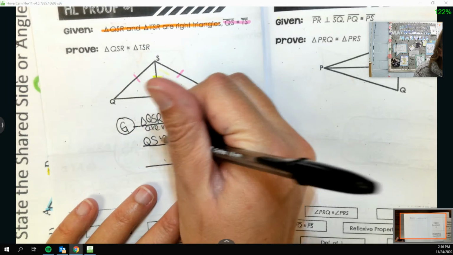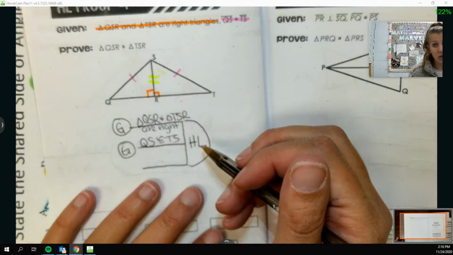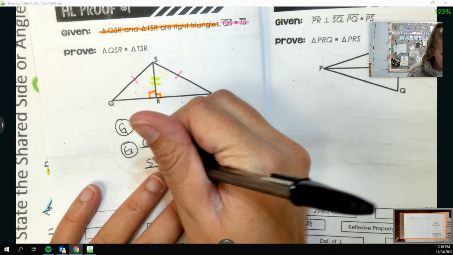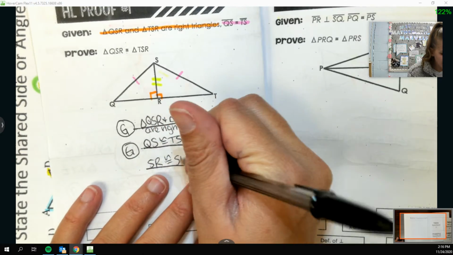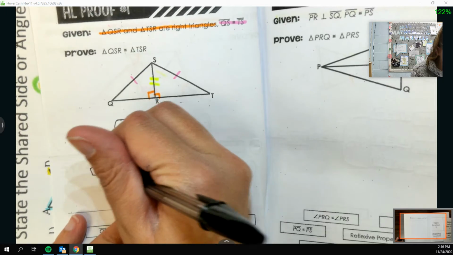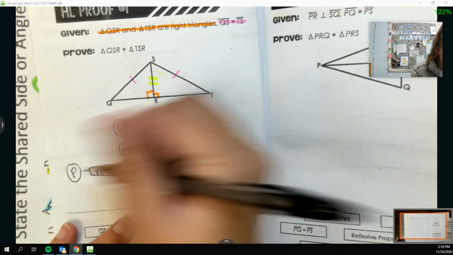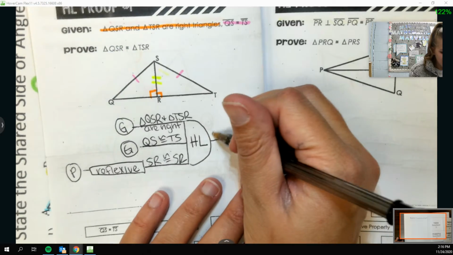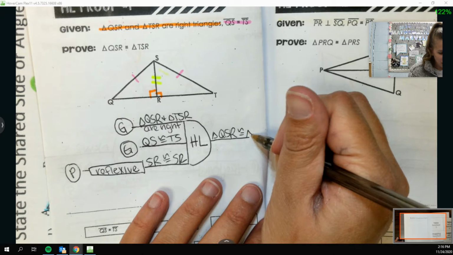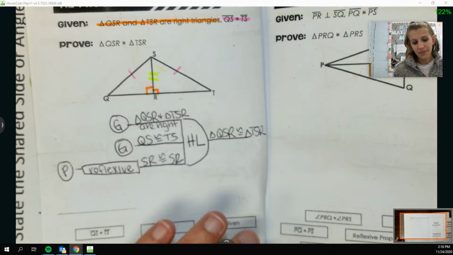So QS was congruent to TS because that was circle G given to me, and those are our hypotenuses. And then I need a leg, so we said that SR was congruent to itself by the reflexive property. I knew that I had that in the picture. And so then I could say that triangle QSR is congruent to triangle TSR by the HL theorem.